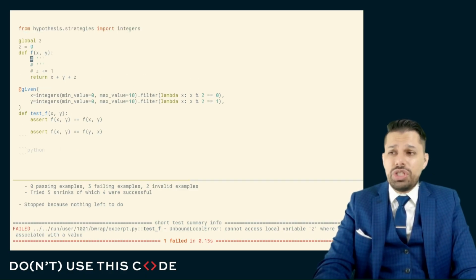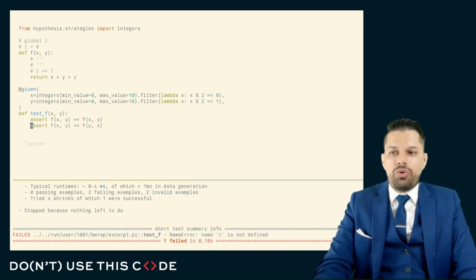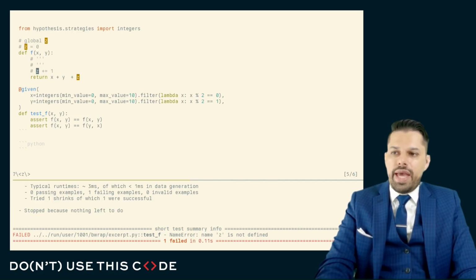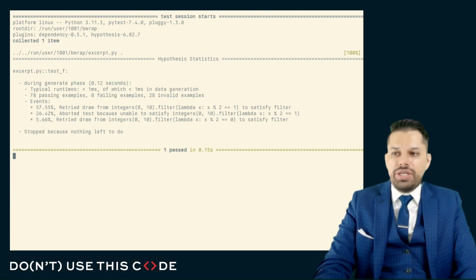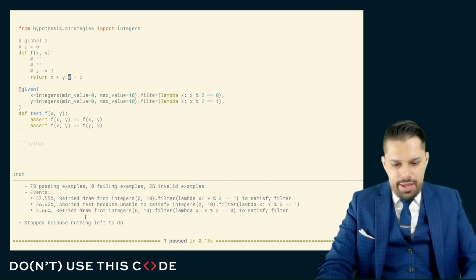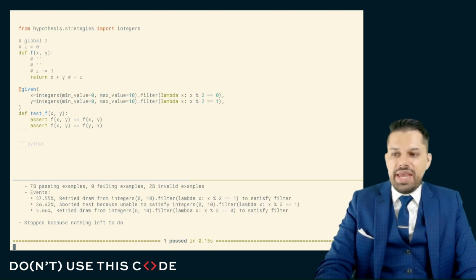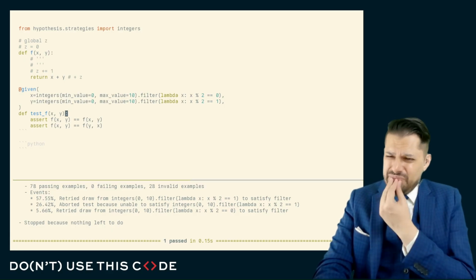If we reverse the order of the arguments, it shouldn't make a difference. There's nothing critical, let's fix this here as well. There's nothing important about x or y such that one of them has to be x and one of them has to be y. And you can see here we have our statistics. You can see how many times it had to actually draw, how many examples it has, 78 passing examples, and everything worked.